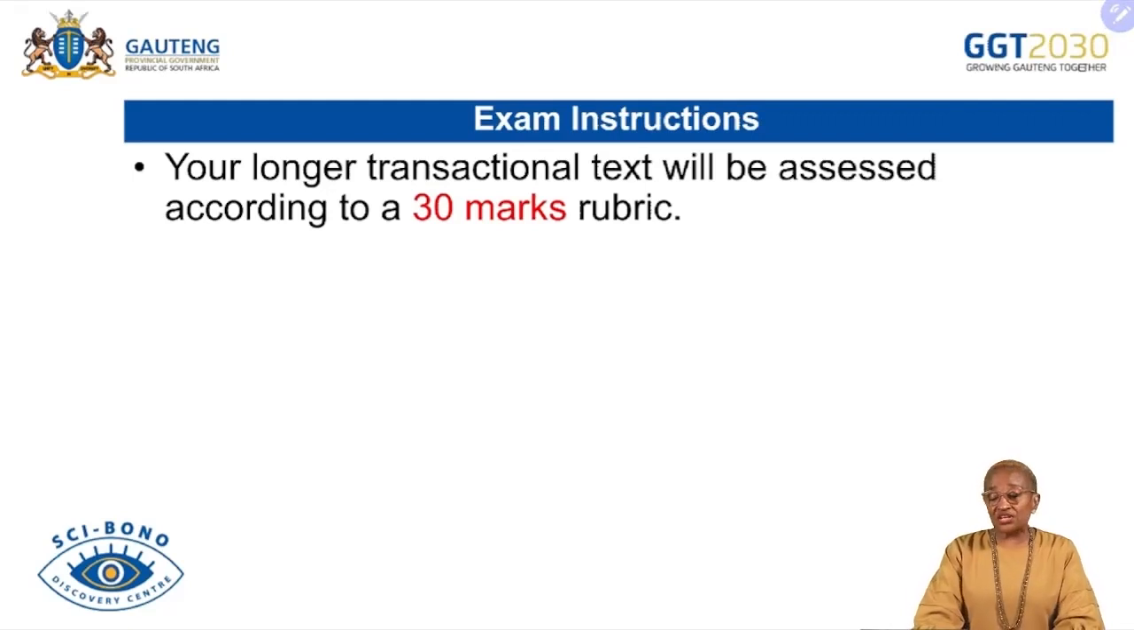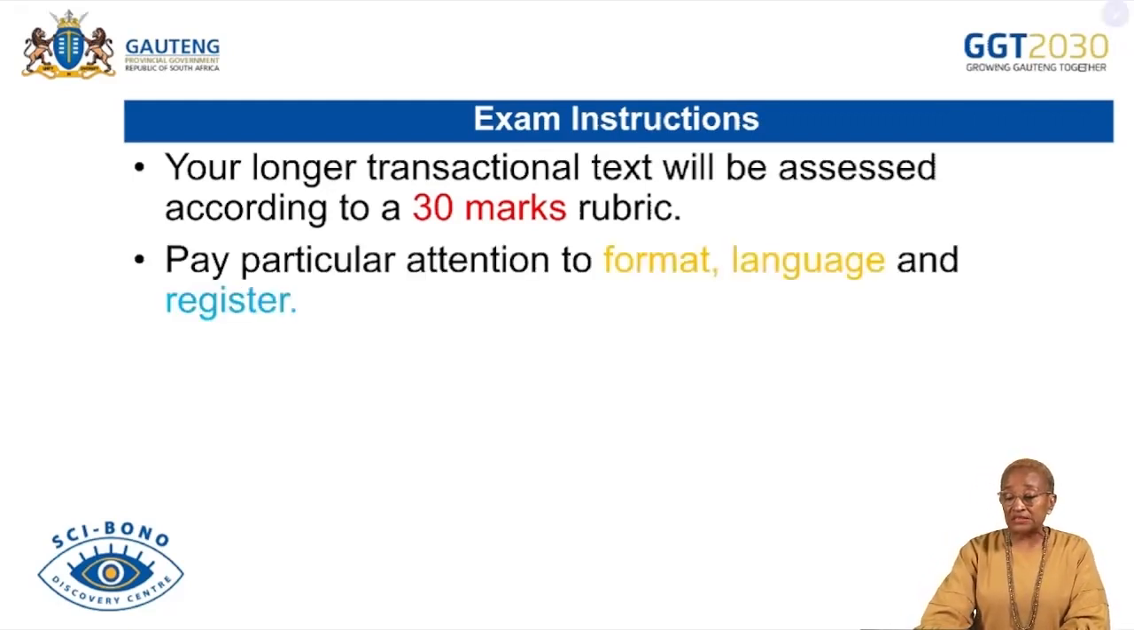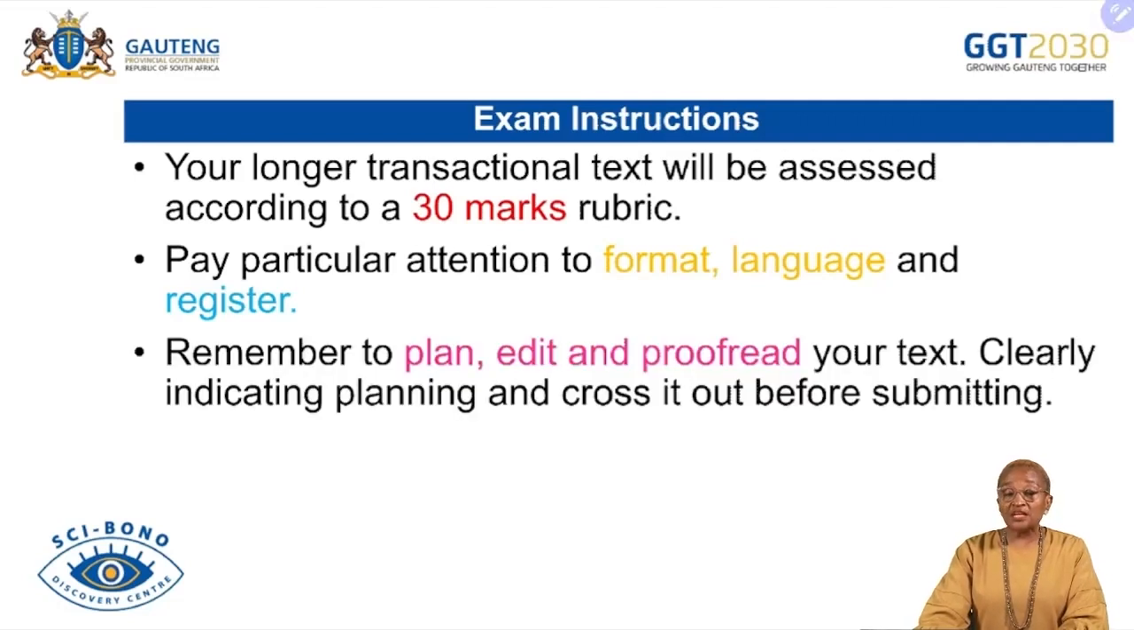Your longer transactional text will be assessed according to a 30 marks rubric. You need to pay particular attention to format, language, and register. Remember to plan, edit, and proofread your text, clearly indicating planning and cross it out before submitting.